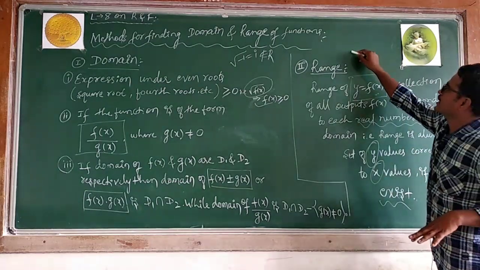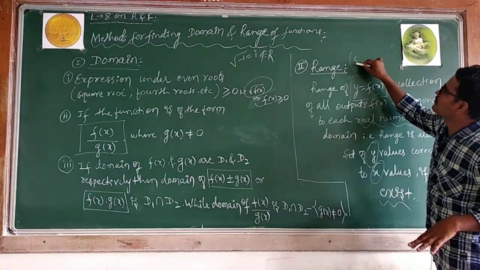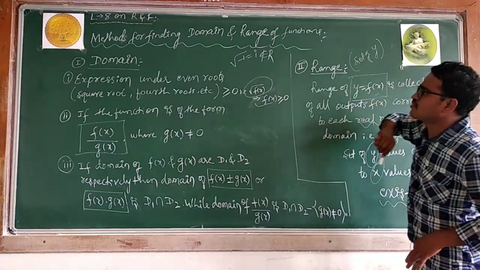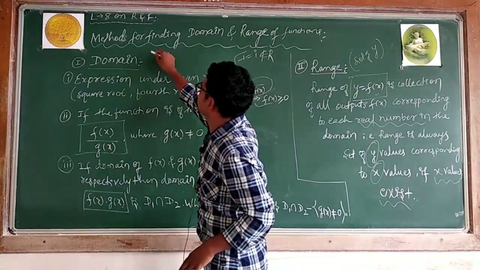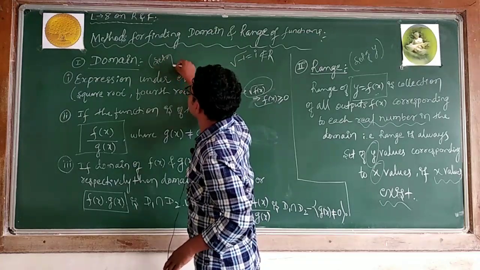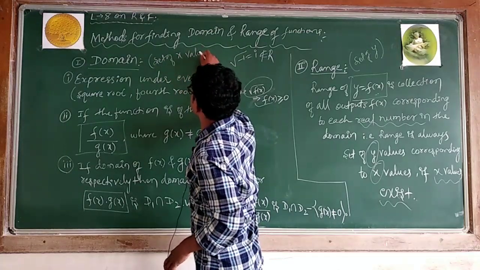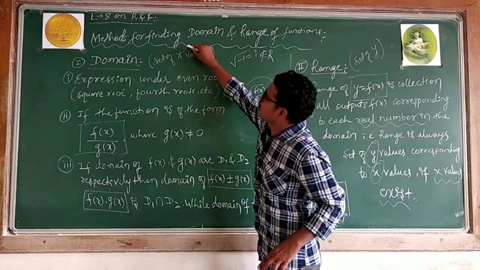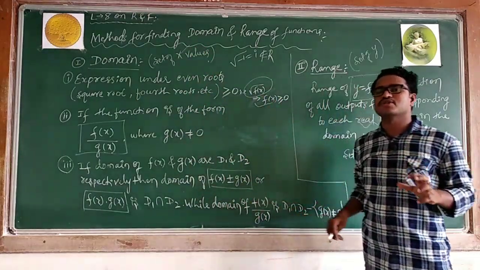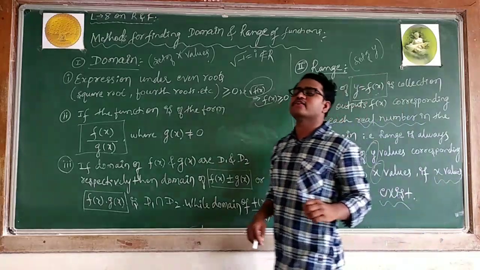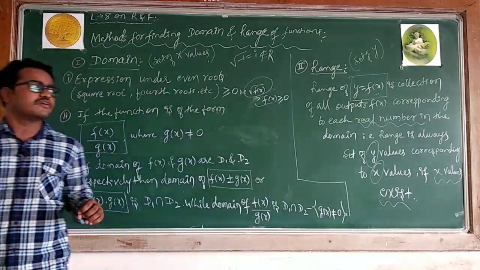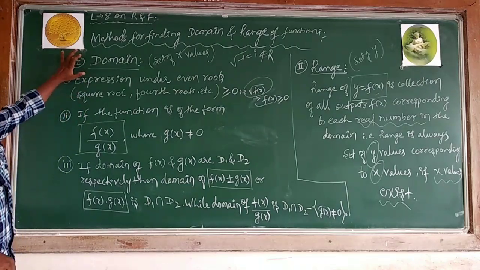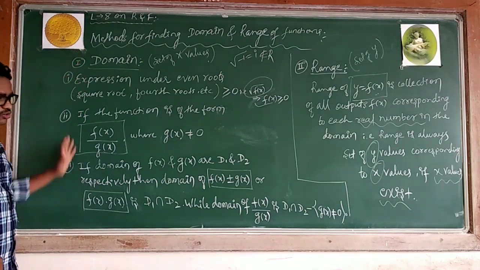Range is always the set of y values. Domain is the set of x values. Are you getting it? When we are saying domain, it should be possible to define. Means you have to take a defined value of x and a defined value of y. In that case, you will get a domain or range. Domain is always this. You have to take care about this.